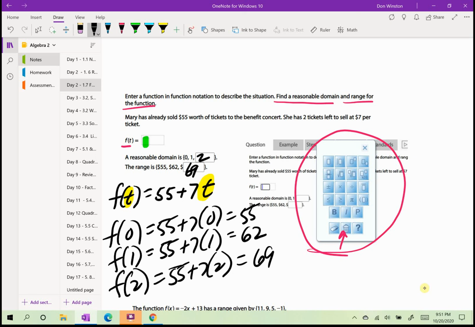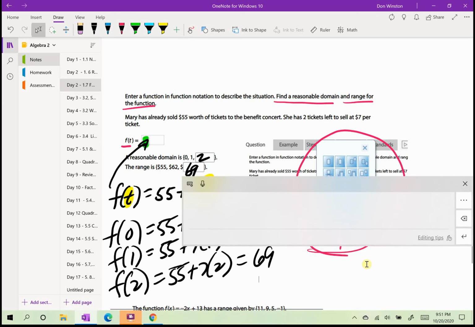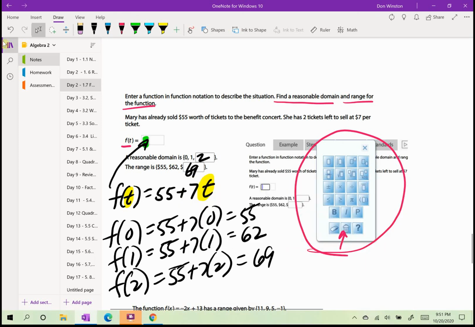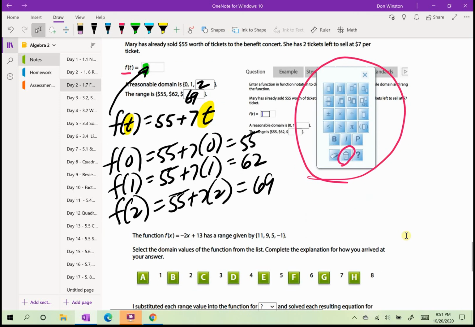So you'd enter your function in that little green box, and then of course you check your work. If you make a mistake entering something in the green box, just press the trash icon and start all over again. Outside of that, you don't really need that calculator that pops up. All right, the next thing here.